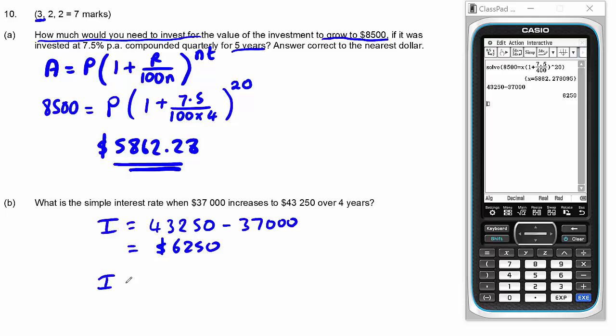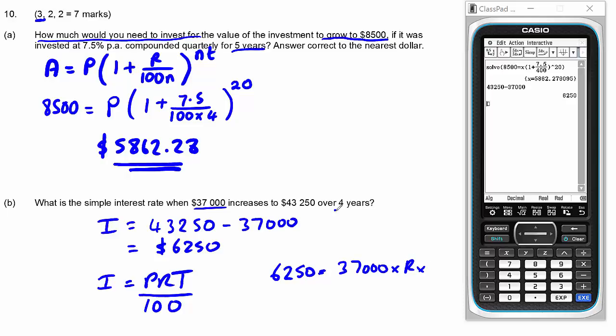And then remember that I is equal to PRT over 100. You may be using a version of the formula that doesn't have the 100 on the bottom. No problem, R will just come out as a decimal. So we know the interest is 6,250. The principal is 37,000 multiplied by R multiplied by 4 over 100. And once again, you can just do a solve, make that one X on the calculator. I'm not going to actually do that because we've been through that.